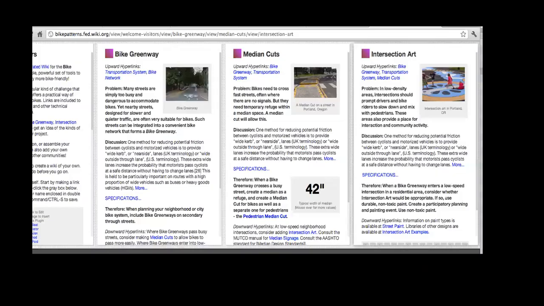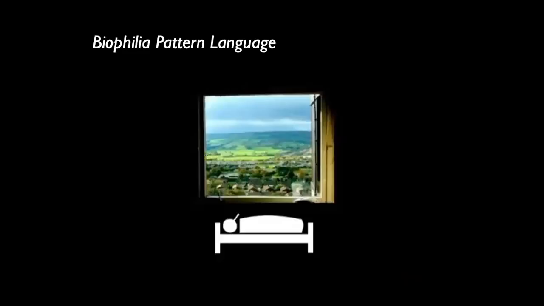Could you compile those into a shareable pattern language? Bike greenway, median cuts, intersection arts, et cetera, et cetera. There must be thousands of these that you could put into a bicycle pattern language. And then you could even potentially do some metric calculations of whatever you wanted to add to those. You can build on the patterns and you can do more things with them.